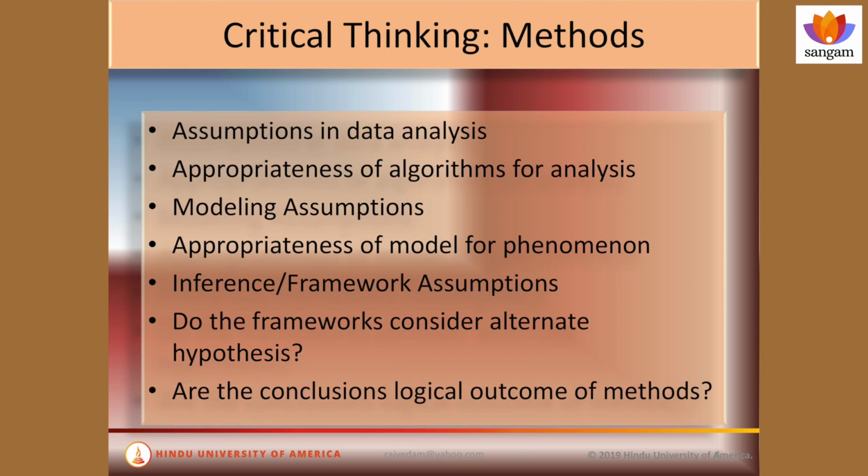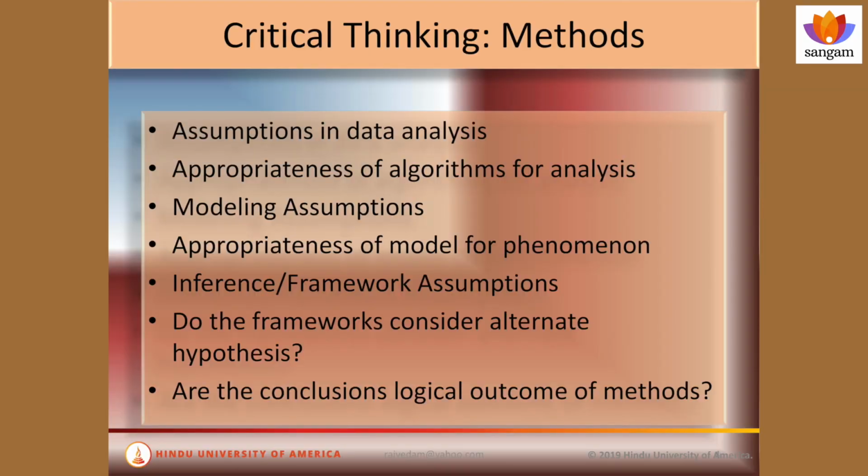Then we have to see, do the frameworks consider alternate hypotheses? For example, if you say this data is describing this only in this way, maybe there's a different explanation for the same data and outputs. So we should do the diligence in saying these are the alternative scenarios, and you rule them out saying this is not possible, this is not possible, this is what I want. Finally, are the conclusions logical outcomes of the methods? So this is what we need to do for critical thinking of the data, of the methods, and so on.